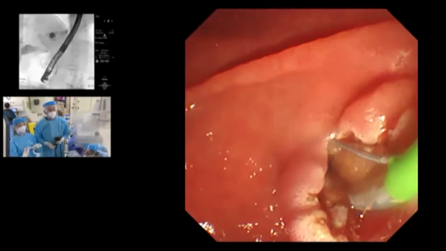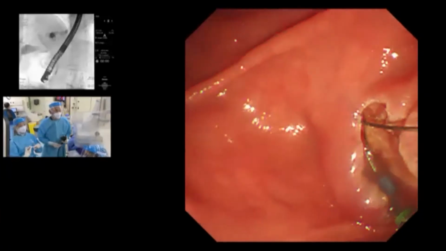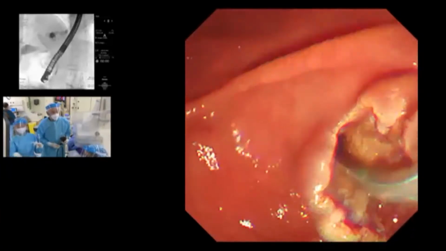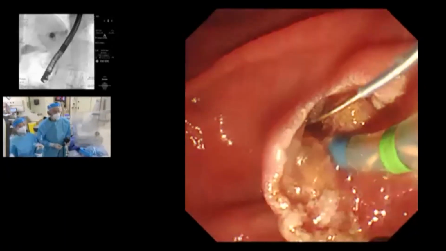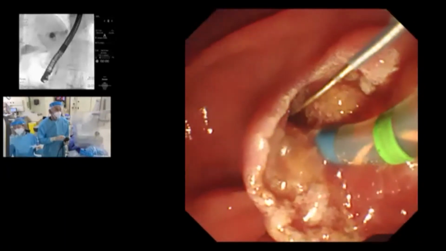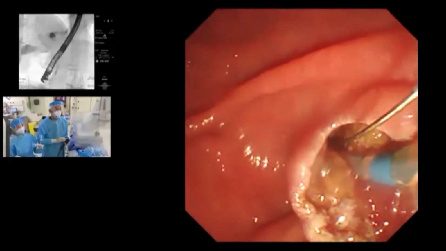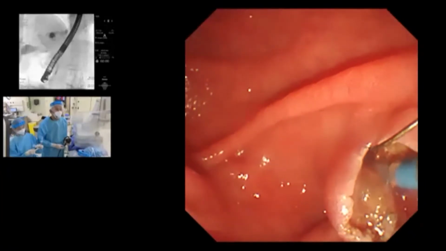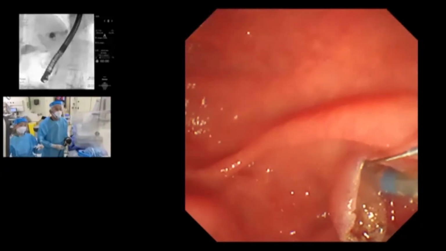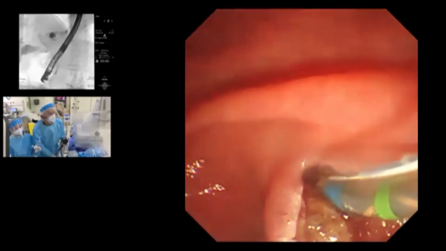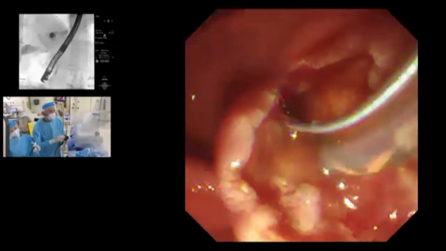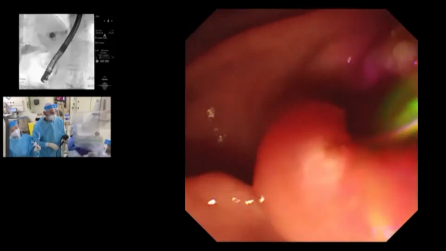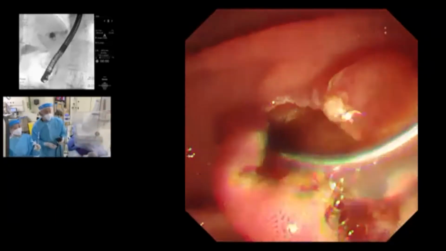Can we explain to our audience why we like a short one? I like to have a good contact because I don't like to have a very long one. I want a very precise cutting point on the sphincter muscles. Excellent. Now the sphincterotomy is adequate.